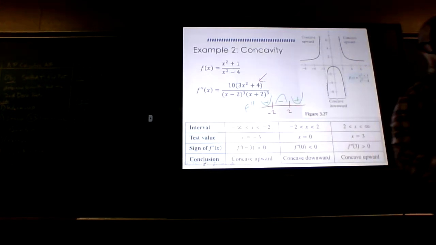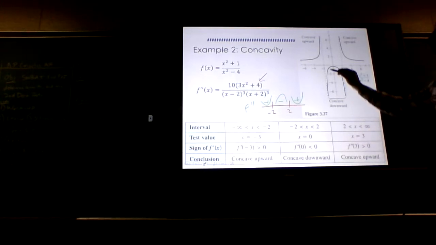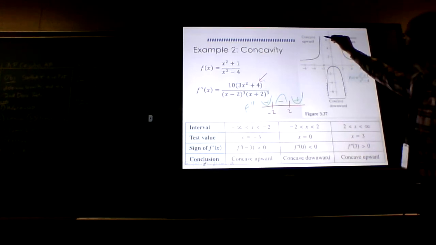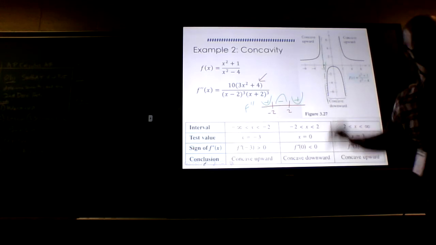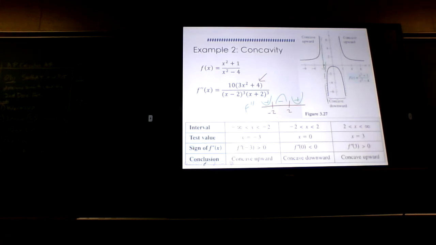Now, why I did this example in addition: guess what we call this point right here, which, by the way, isn't even there. We don't call it anything. It is not a point of inflection. Guess why it's not a point of inflection? Because it doesn't even exist. Guess what we call this thing? It's called an asymptote.